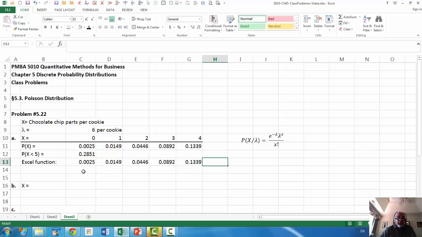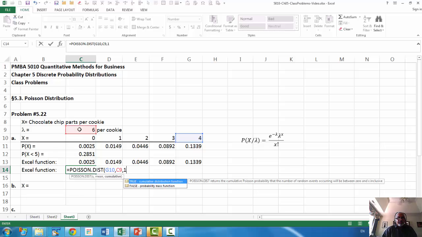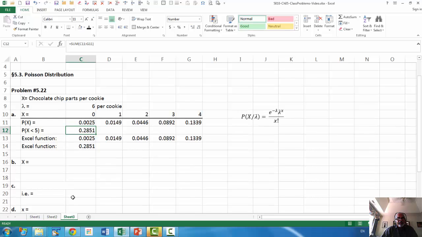If you use cumulative, we'll do one more Excel function. So if you do Poisson.dist, now if you use that x, and lambda, and now if you do 1 instead of 0, that is cumulative. So it will start from 0 all the way up to 4, and that's exactly the same as what we got there. Okay, so that's A.